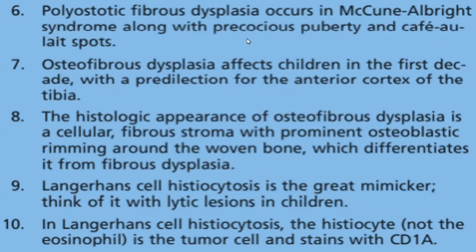Polyostotic fibrous dysplasia occurs in McCune-Albright syndrome along with precocious puberty and café au lait spots. Osteofibrous dysplasia affects children in the first decade with a predilection for the anterior cortex of the tibia. The histologic appearance of osteofibrous dysplasia is a cellular fibrostroma with prominent osteoblastic rimming around the woven bone, which differentiates it from fibrous dysplasia.